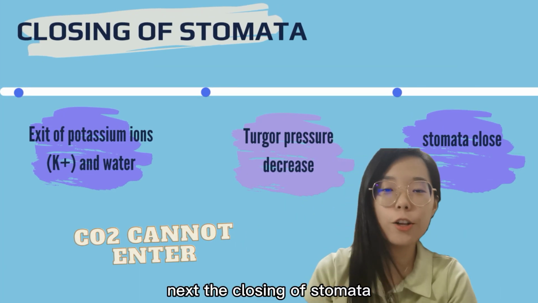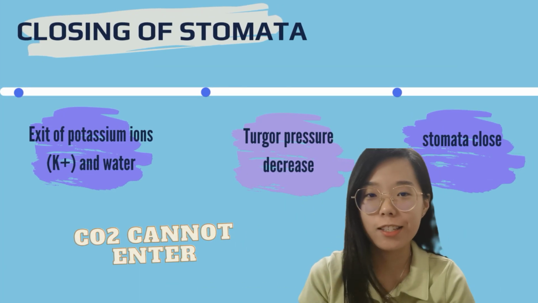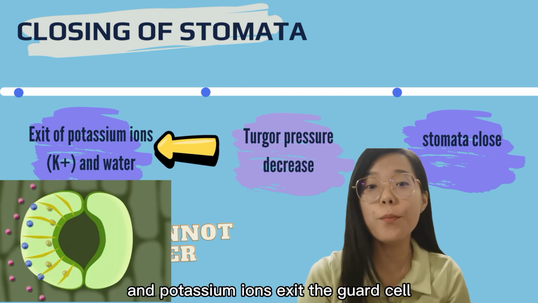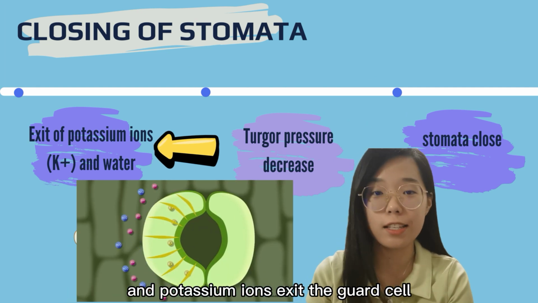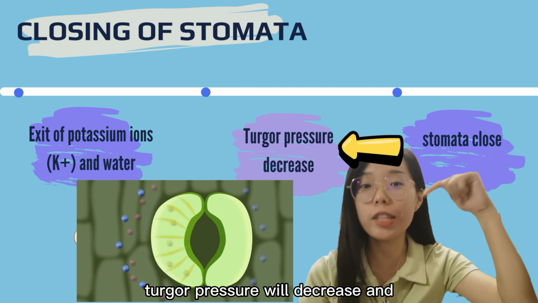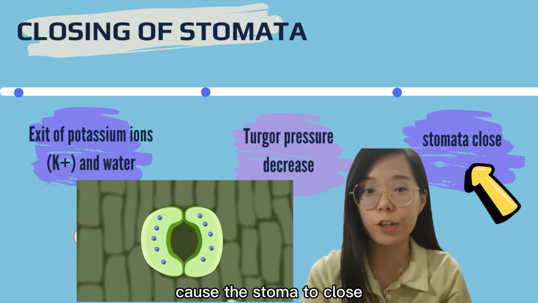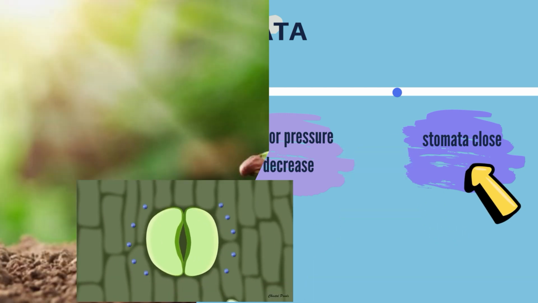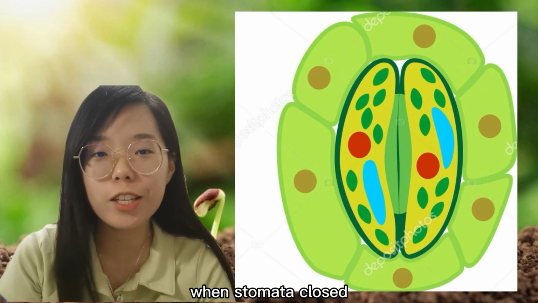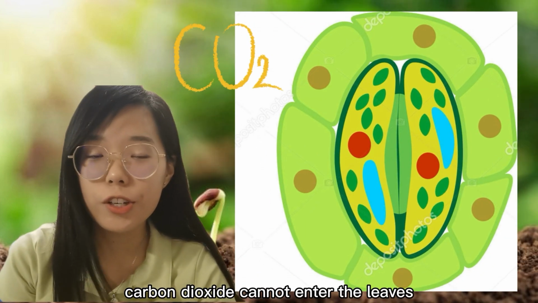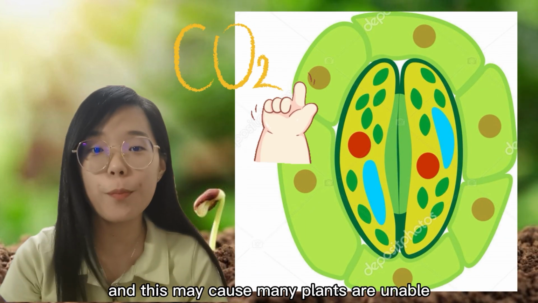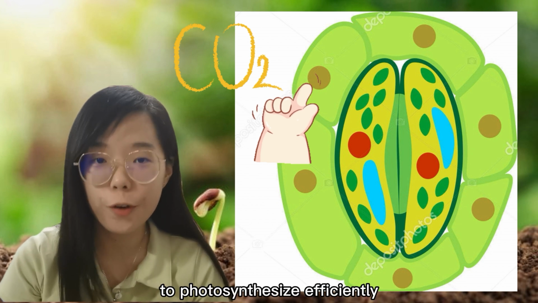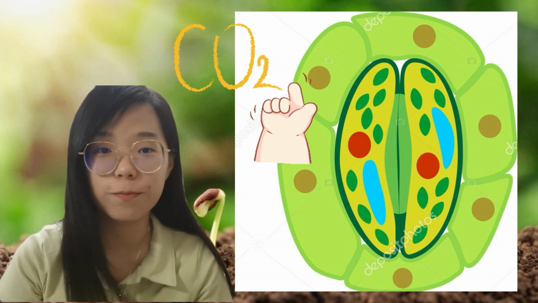Next, the closing of stomata. When water and potassium ions exit the guard cell, turgor pressure will decrease and cause the stoma to close. When stomata close, carbon dioxide cannot enter, and this may cause many plants to be unable to photosynthesize efficiently.